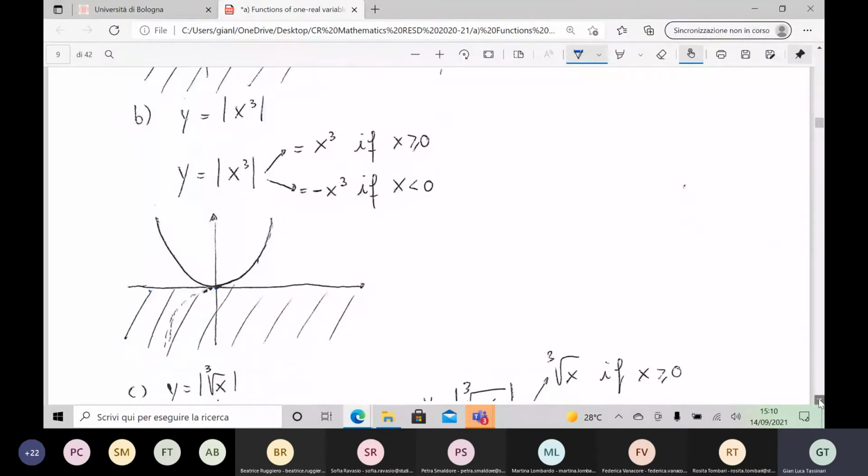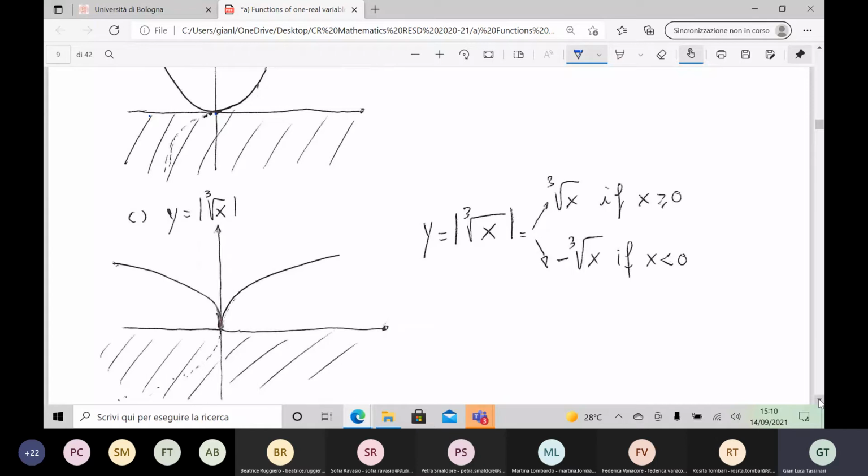Now the last, I think, and then we do the break. Plot the graph of y equal to absolute value of cubic root of x. We plotted already the graph of cubic root of x. In particular, if you remember, the graph of cubic root of x is this one. Look what I touch. Go below, and you have this one. It was symmetric with respect to the origin.